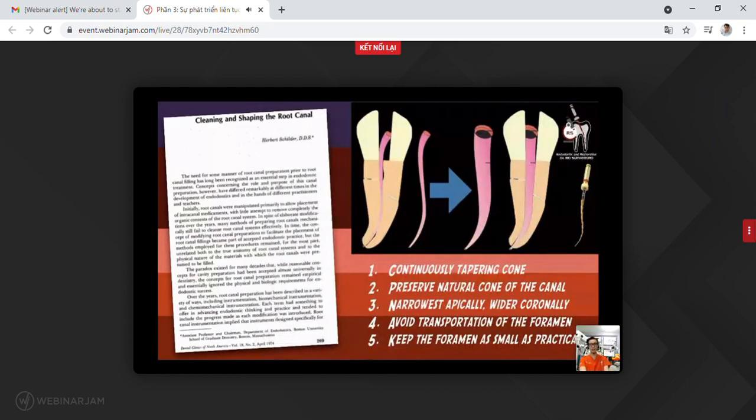Actually, in 1974, again, we will refer to the paper from Herbert Schilder that is very common in our endodontic world. We have to make a funnel shape preparation from coronal to apical by continuously tapering cone, preserving the natural shape of the canal, not increasing the diameter of the canal so that the shape is no longer a funnel. Keep the apical third as the narrowest part and the coronal third as the wider part, and avoid transportation of the foramen. Keep the foramen as small as practical, not as small as possible, because we have seen that the canal diameter in every tooth is different. So keep it as small as practical.